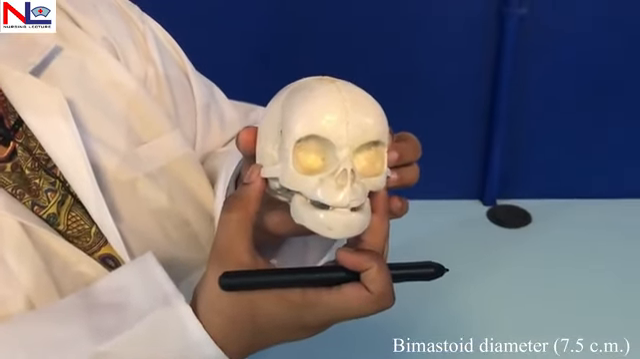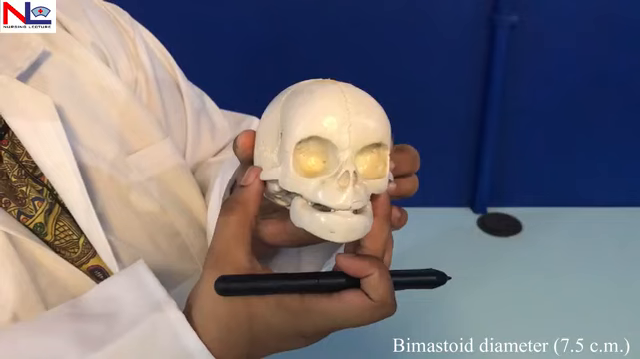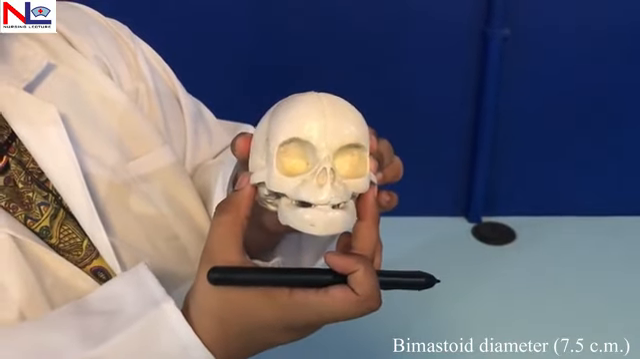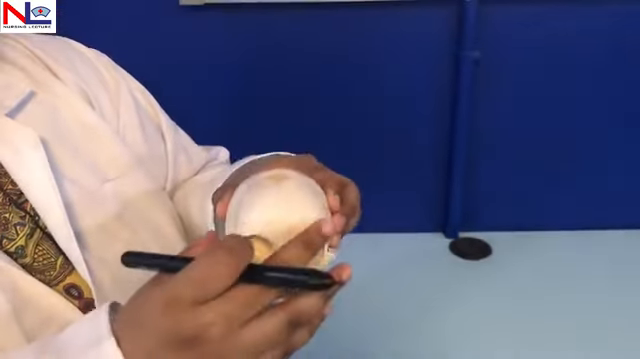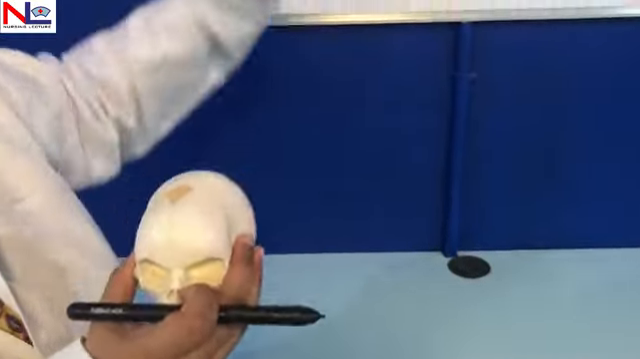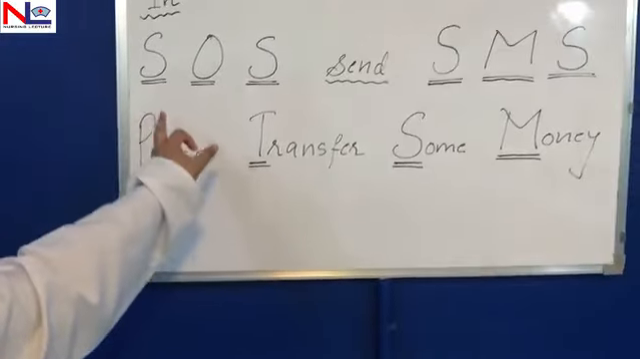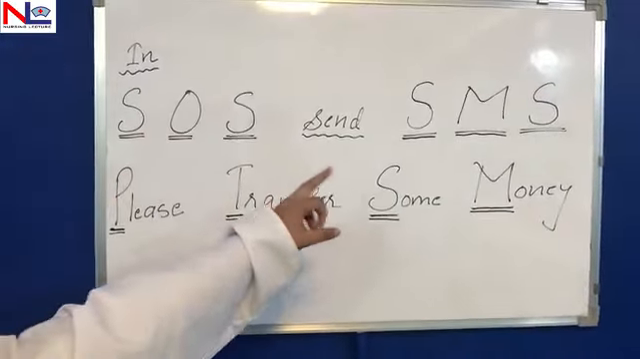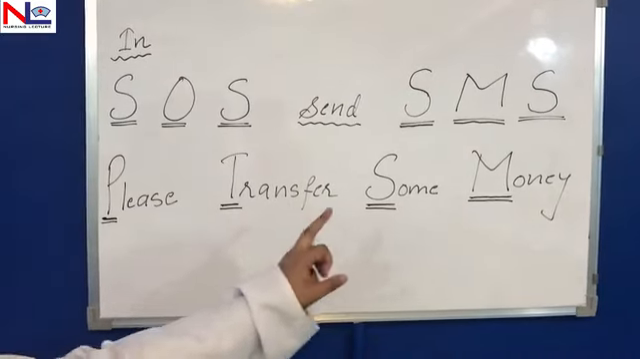of temporal bone, and it is about 7.5 centimeter. This is the smallest diameter in the transverse. So here we have seen the anterior posterior and the transverse diameters with this easy trick. So the trick is, in SOS send SMS, please transfer some money. So in this lecture we have discussed the various aspects of fetal skull, that is the bones, sutures, fontanelles, different areas, that is the parts of cephalic presentation, and the diameters.